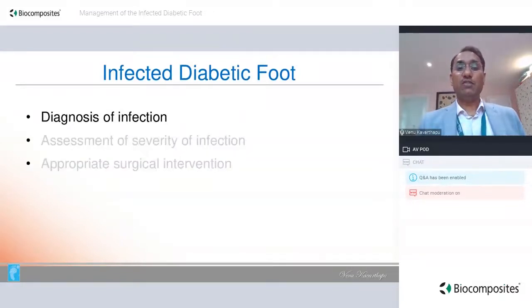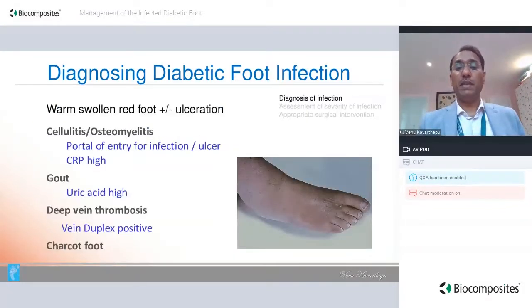So let's focus on the diagnosis of infection. I don't have to repeat some of these important points, but by and large, a foot infection in people with diabetes presents with a warm and swollen red foot with or without ulceration, and there are certain conditions that present similarly, such as gout or deep vein thrombosis or Charcot. Those need to be excluded. But by and large, if there is any skin breach, one needs to consider a diabetic foot infection.